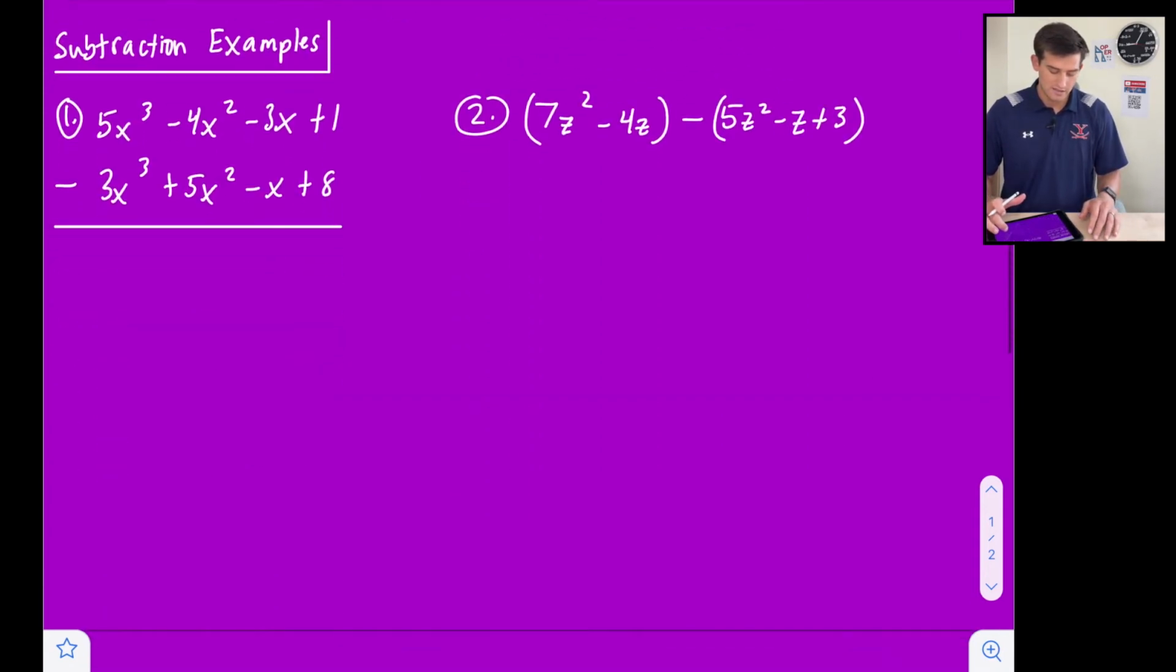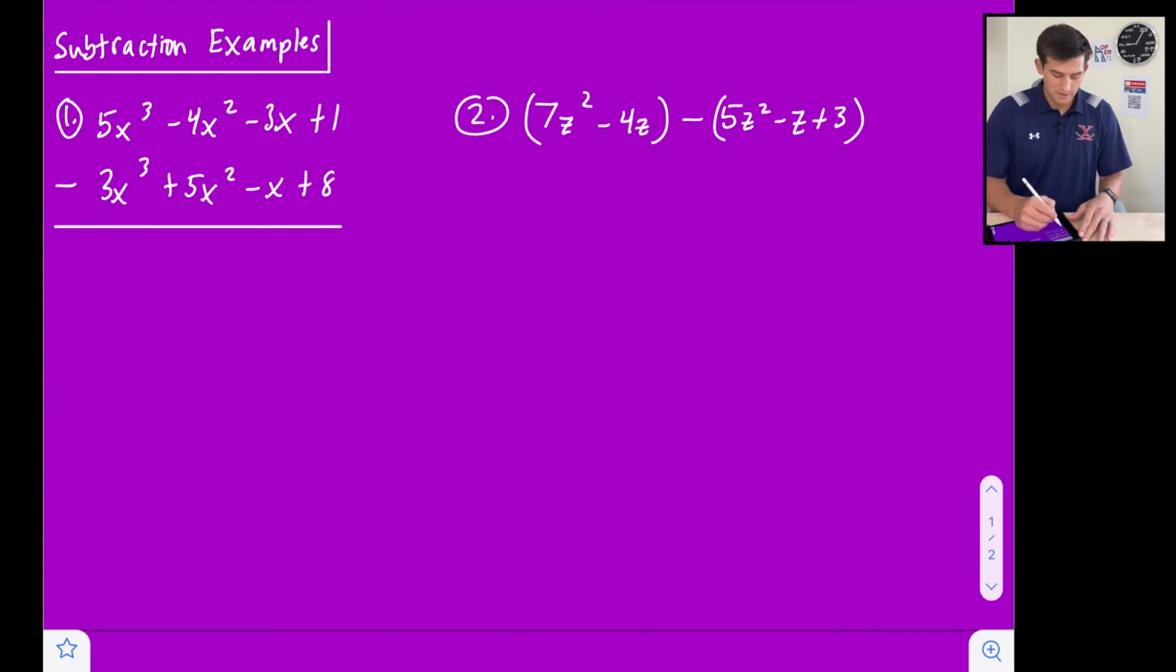Now let's take a look at subtraction. Once again, we're going to do an example with vertically aligning our like terms and then also with horizontally. For number 1, we have 5x cubed minus 4x squared minus 3x plus 1, and we're going to subtract 3x cubed plus 5x squared minus x plus 8. Notice here we have a like term in each position, so we don't have any gaps in our polynomials. So we can go ahead and subtract.